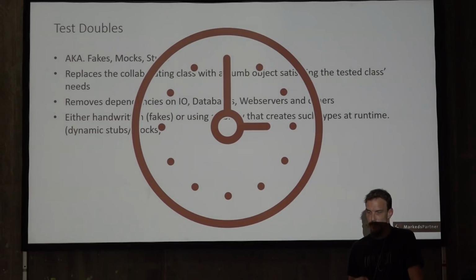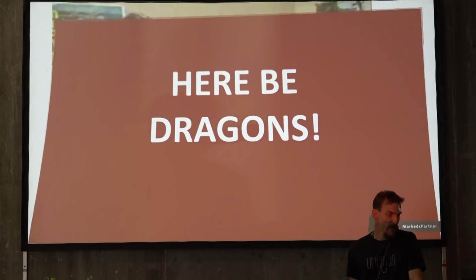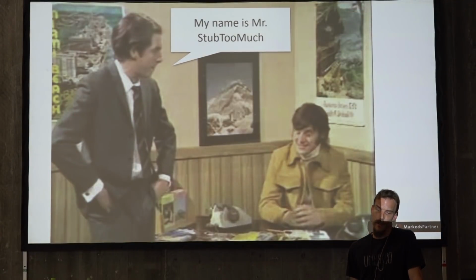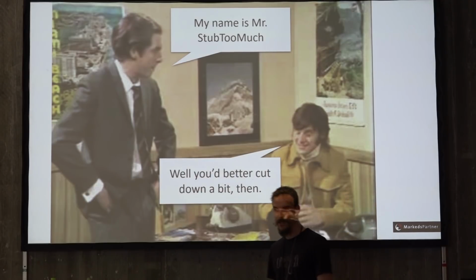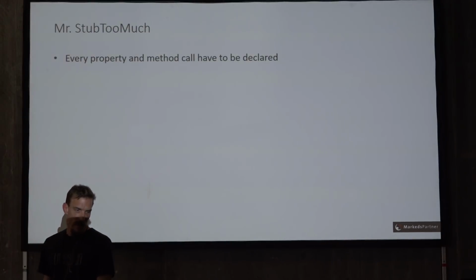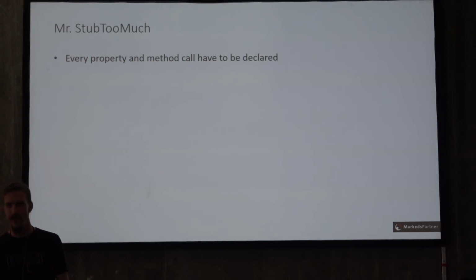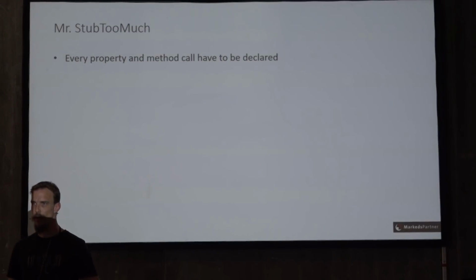All of this takes time as well. You have to add all this code. And there are a lot of dragons involved with that. So meet these two guys again. But this time his name is Mr. Stub Too Much. And of course, whenever you do that, you better cut down a bit. So what happens when you use this technique called stubbing is that you actually have to declare every method call or every property that your code is going to be using, and you have to set up every little result that it's going to give you.